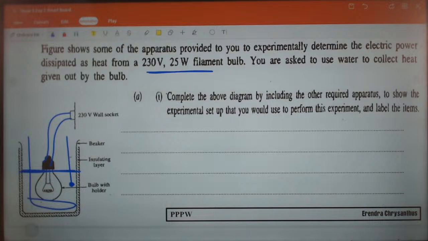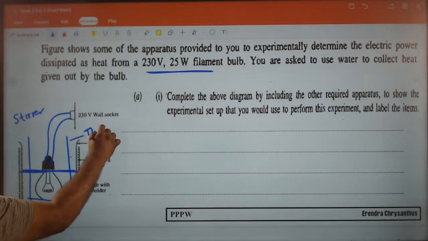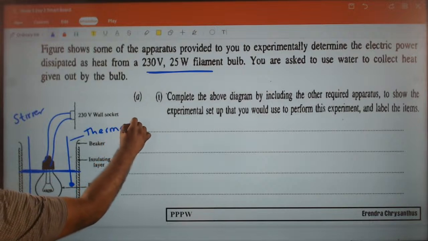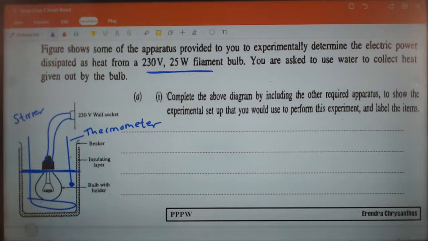Complete the above diagram by including other apparatus. So here the stirrer is there. Thermometer is there. These wires are connected as well. Right.